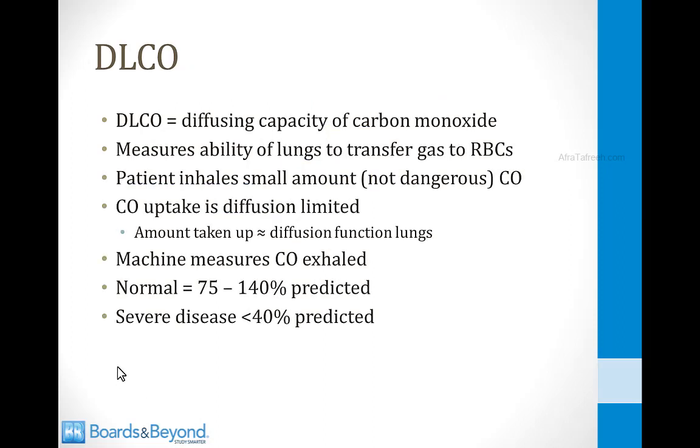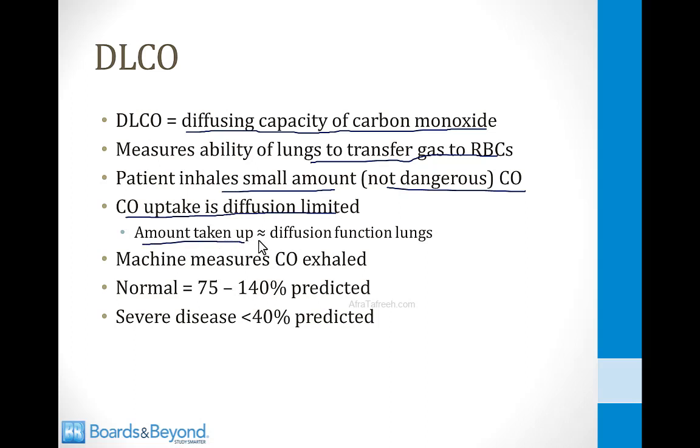So let's talk in a little more detail about what the DLCO test is. The DLCO test measures the diffusing capacity of carbon monoxide. It measures the ability of lungs to transfer gas to red blood cells. What happens in this test is the patient inhales a small amount, that's not dangerous, of carbon monoxide, and recall from our physiology modules that carbon monoxide uptake is diffusion limited. The amount that gets taken up by the body is proportional to the diffusion function of the lungs. A machine measures the amount of carbon monoxide that gets exhaled.